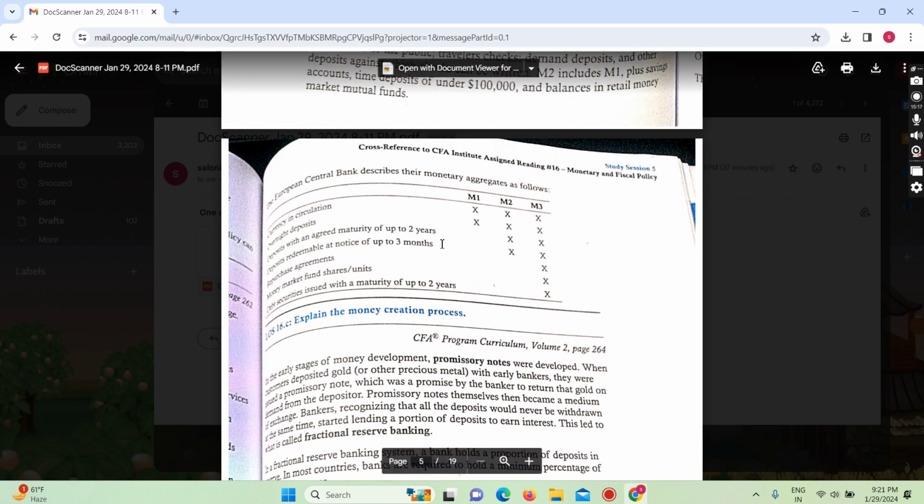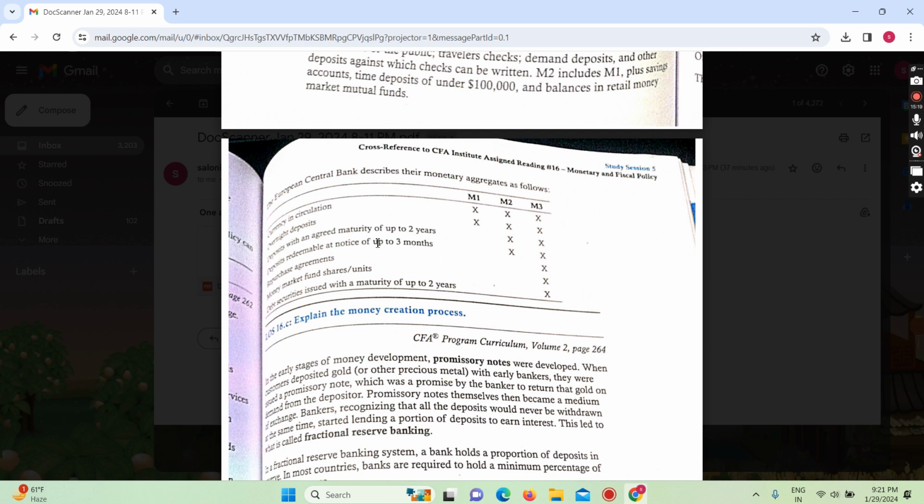What does M2 include? M1 plus the deposit with an agreed maturity of up to 2 years. If a deposit has an agreed maturity of up to 2 years, that is covered by M2, as well as the deposit redeemable at notice of up to 3 months. If the deposit is redeemable at notice up to 3 months, that too is covered by M2. Whereas M3 covers, what all is covered by M3?